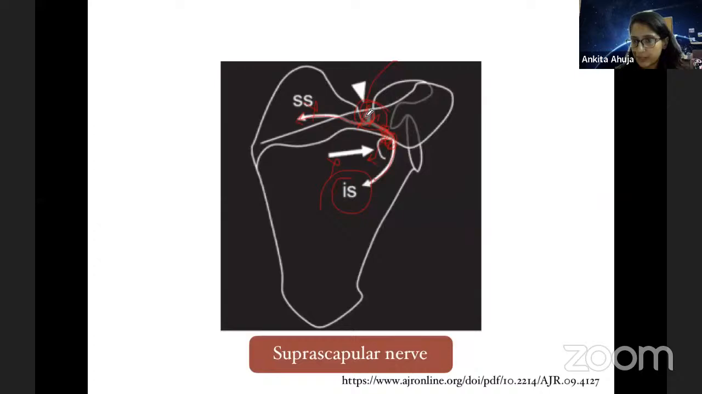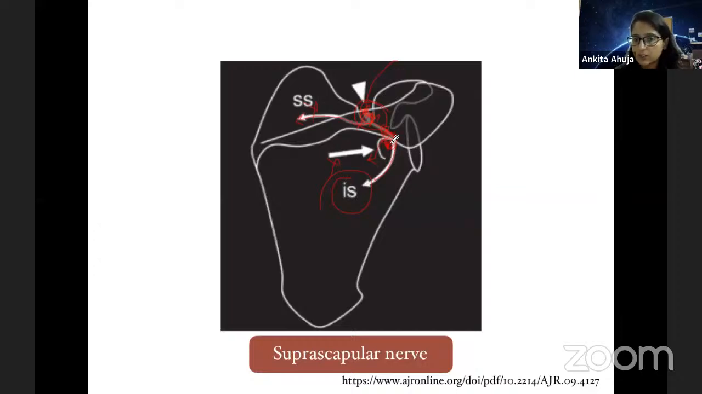So your suprascapular nerve gives one branch to the supraspinatus in the suprascapular notch, and as it comes down into the spinoglenoid notch, it gives a branch to the infraspinatus. So if there is pathology at suprascapular notch level, then you see denervation in both the muscles.